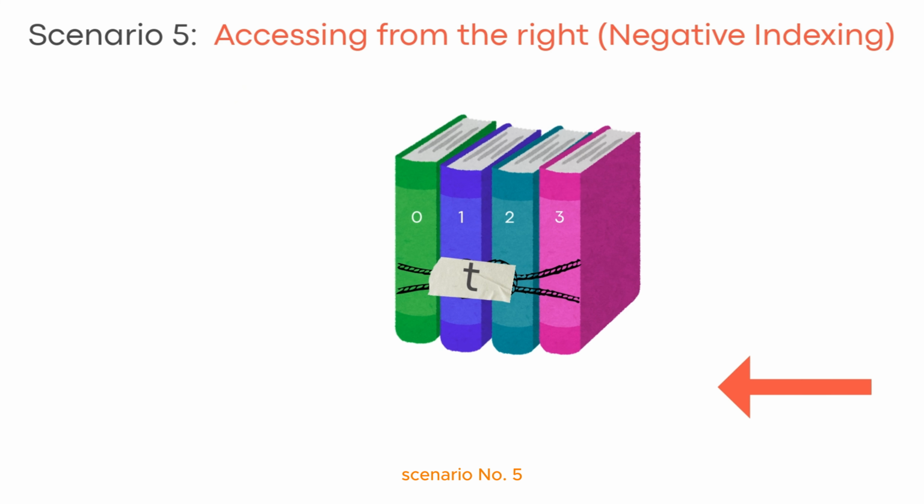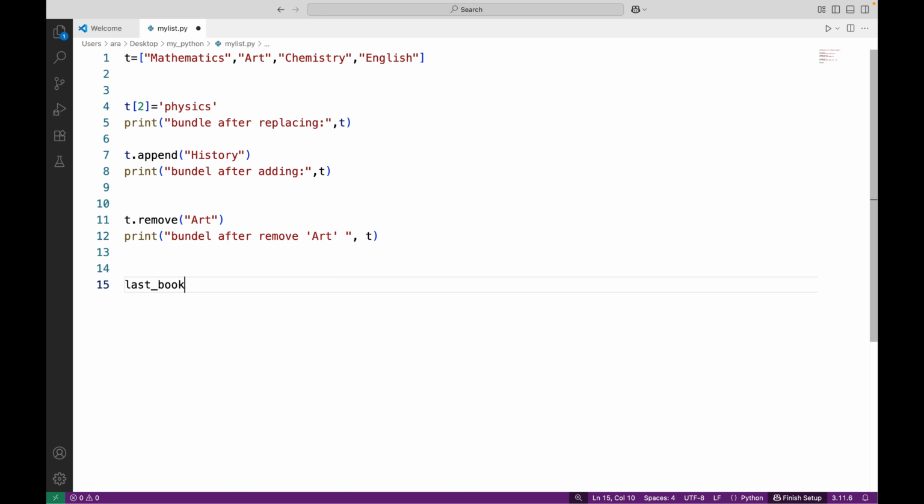Scenario number 5. Accessing from the right, negative indexing. How do we ask the librarian for the first book from the right? Let's say last book equal to T minus 1. Now print the first book from the right is last book. Let's check.